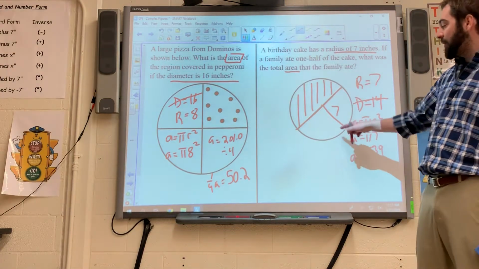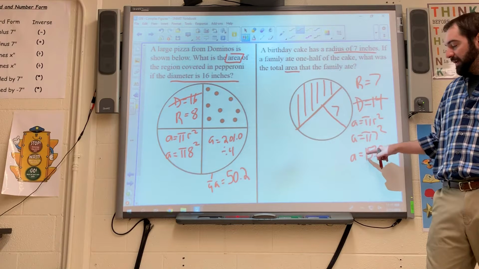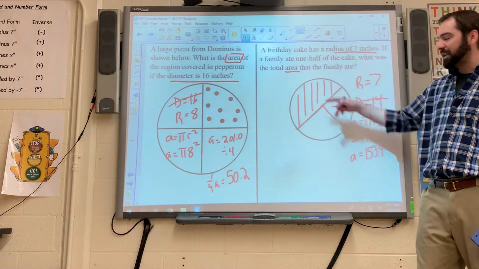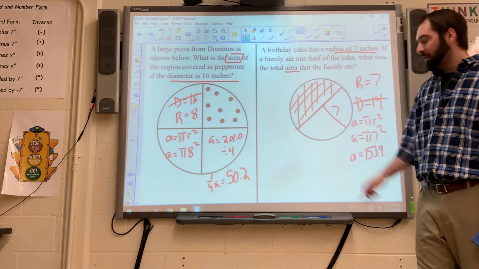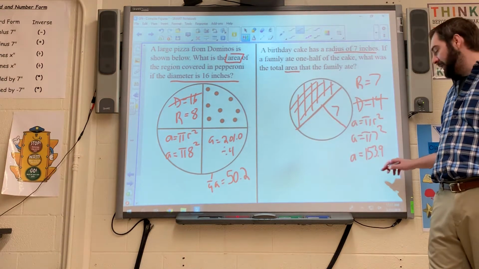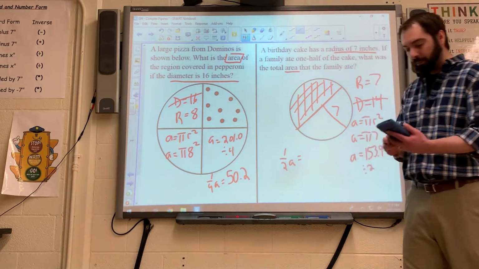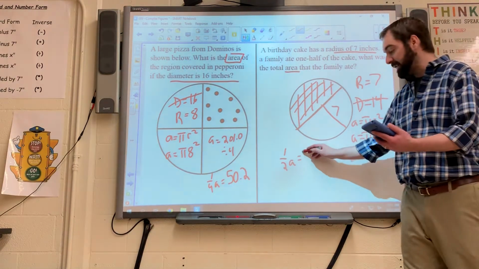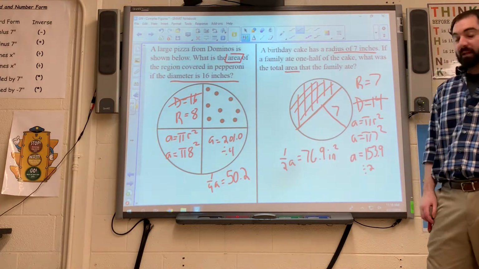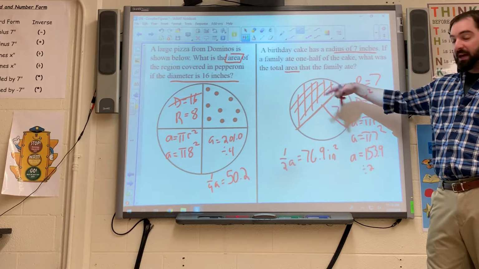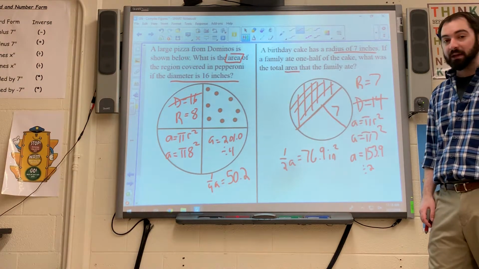But again, our formulas tell us an entire area or an entire circumference. This area is for the whole cake, but they only ate half of the cake, and we want to see how much area they ate. Well, since I need half of that number, I need to divide this by 2, and I'd find out that half my area was approximately 76.9 inches squared. And again, if this side's 76.9, the other side's 76.9, it has a total of 153.9 square inches.